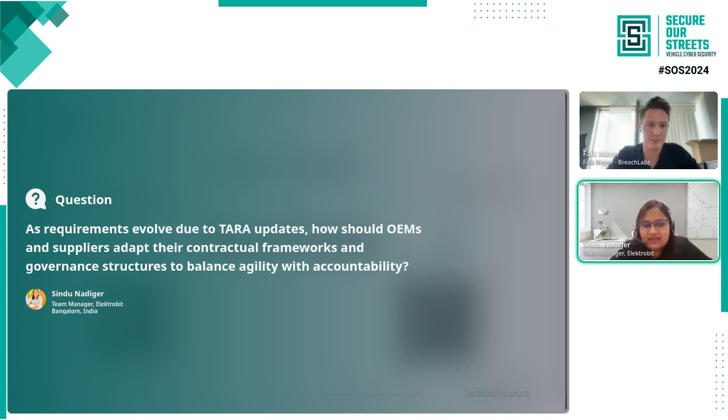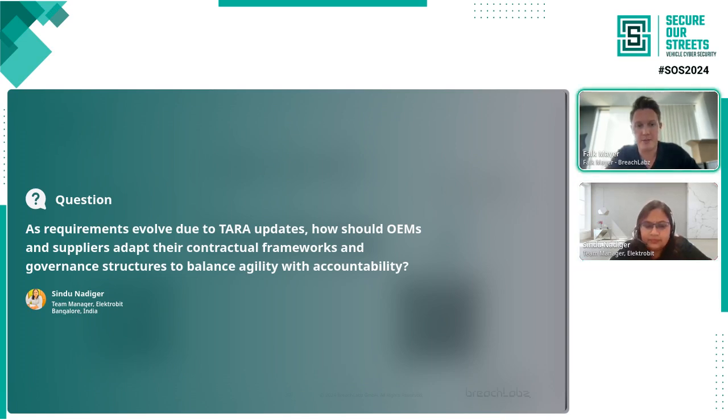As requirements evolve due to threat updates, how should OEMs and suppliers adapt their contractual frameworks and governance structure to balance agility with accountability? I think this is a very nice question because this basically goes in the direction of real-time threat updates and information sharing to a certain degree, right? We have the OEMs that, whenever they perform certain changes to the threats, have to communicate those changes very, very quickly, and it's an official change request.